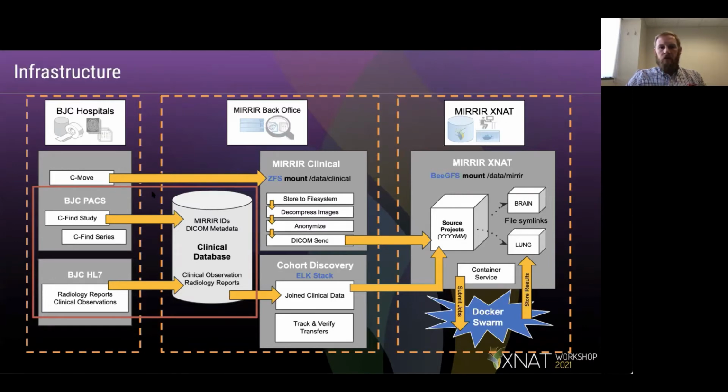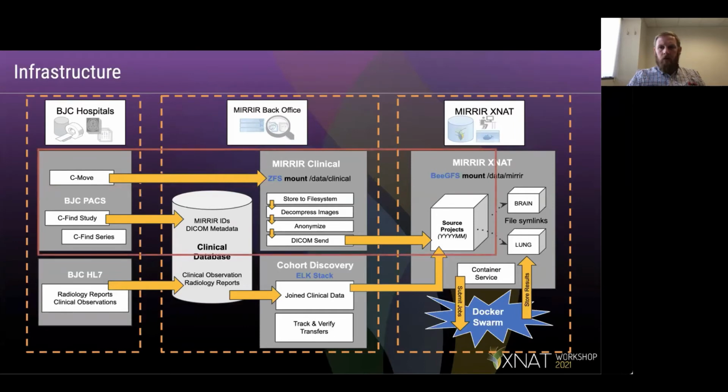So what we do first is we do C-FINDs on all of yesterday's studies. We generate our unique MIRIR IDs for that. And then we also do series level C-FINDs to get DICOM metadata, which we're then storing in this Postgres database. And then we're also bringing in, like I said, the radiology reports and clinical observations into this same database, which then allows us to join across these two data stores, which is pretty powerful for cohort discovery.